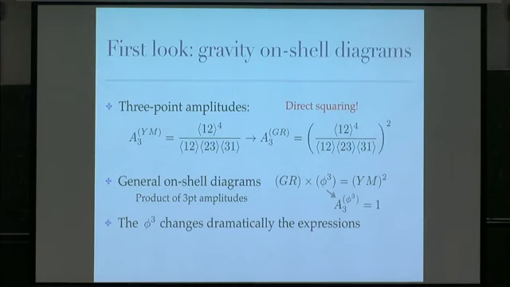But the phi cubed, so we have the Yang-Mills expressions. They have these logarithmic singularities and some nice properties. Unfortunately, you can still say something if you square them, so the things are meaningful, but the phi cubed completely changes the way the gravity on-shell diagrams behave. The phi cubed just changes everything. So unfortunately, it seems that the Yang-Mills properties don't really carry over to gravity. They are completely different, except one I will mention in a second, where the BCJ relations can be used to prove something very interesting at this level.